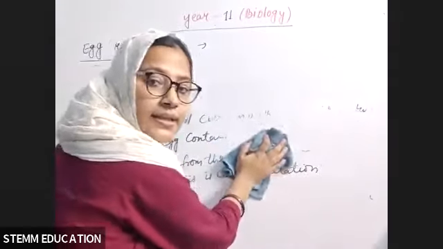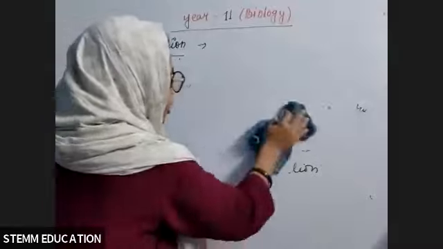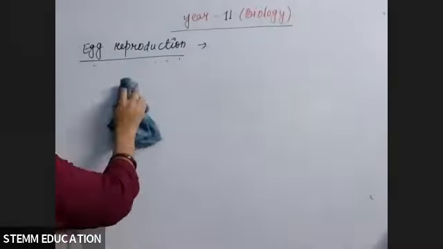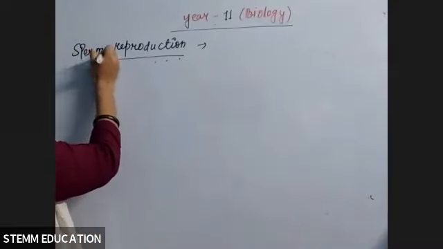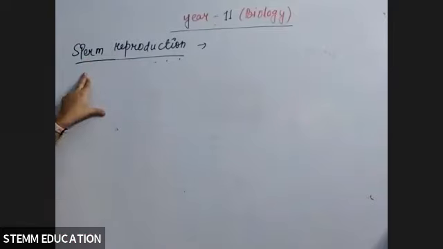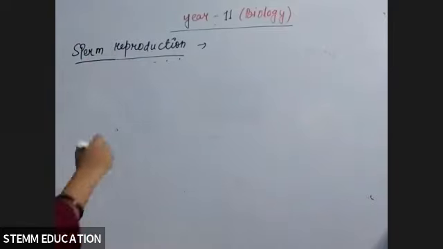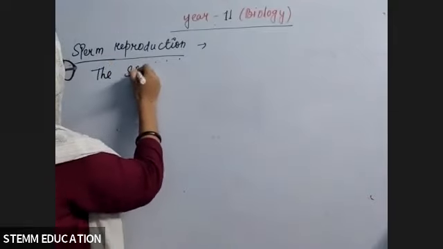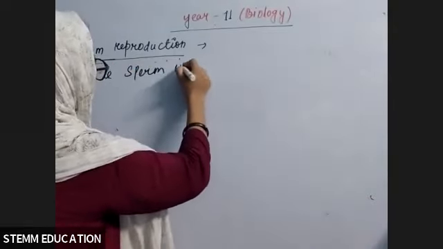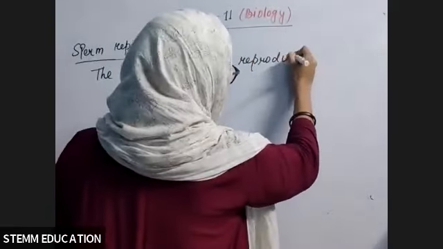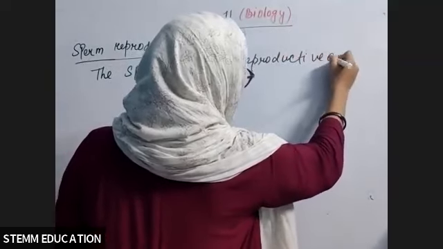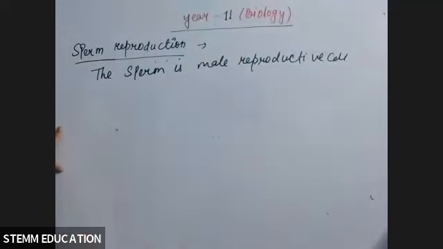Next is about sperm production. How is sperm produced inside the male body or male reproductive organs? Sperm is a male reproductive cell. Okay.